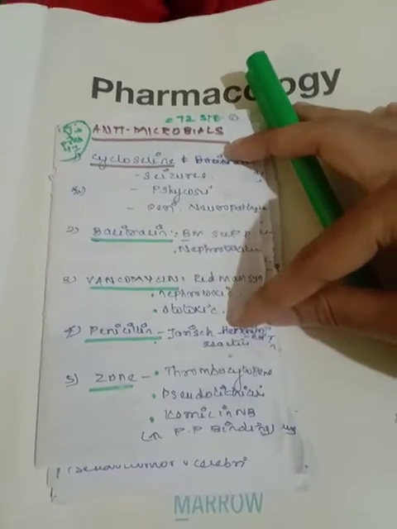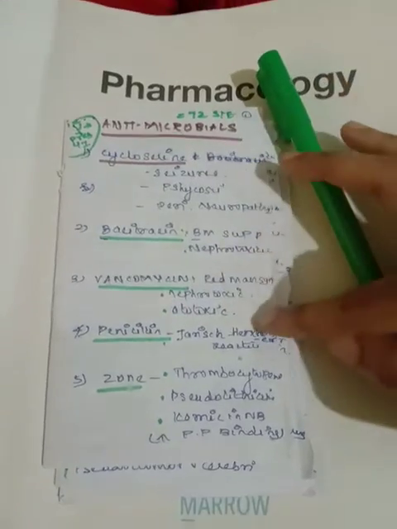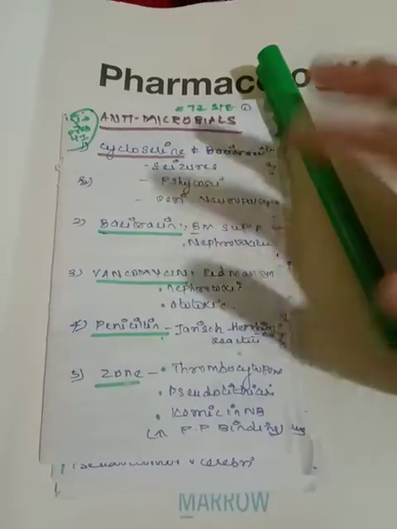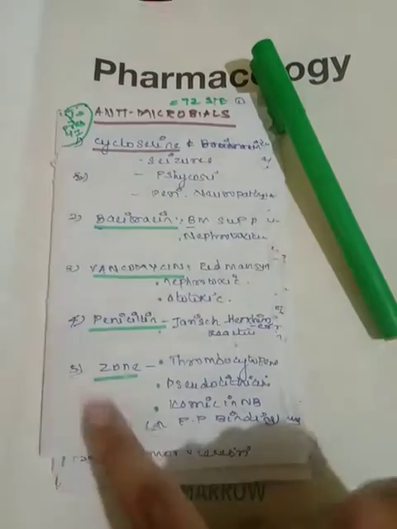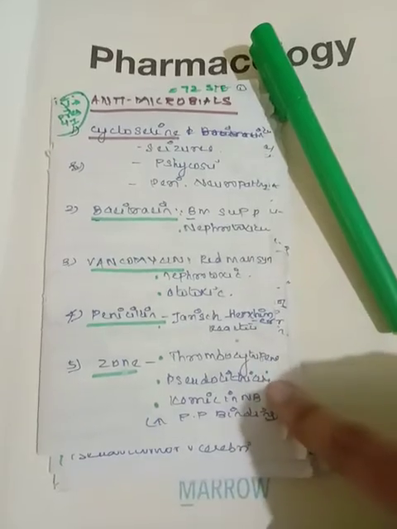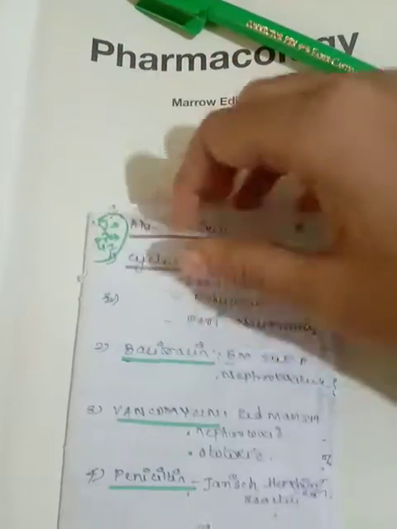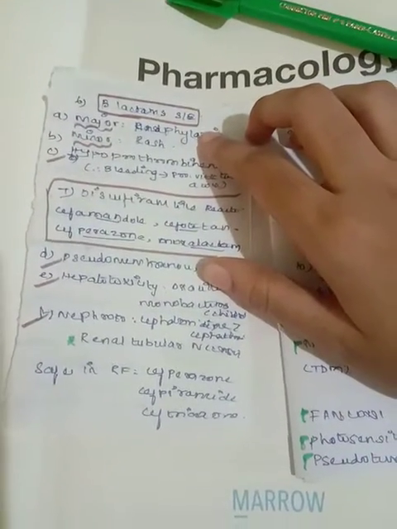Ototoxicity, we actually remember with the aminoglycosides, right? But vancomycin also causes ototoxicity. Penicillin, the Jarisch-Herxheimer reaction, we all heard of, because of the fever and rash because of the shedding bacteria. And ceftriaxone, quite commonly used in hospital setups, causes thrombocytopenia, pseudolithiasis and kernicterus in newborns because of the increased plasma protein binding. And there comes the beta lactam side effects.